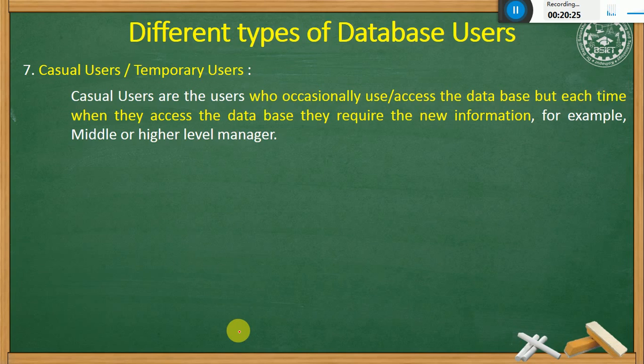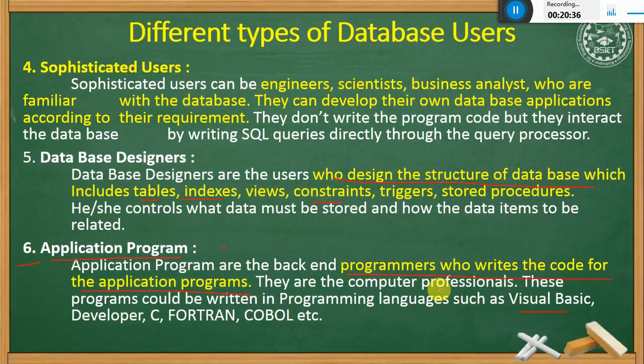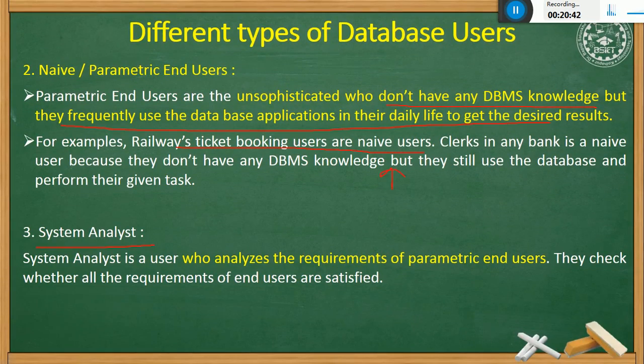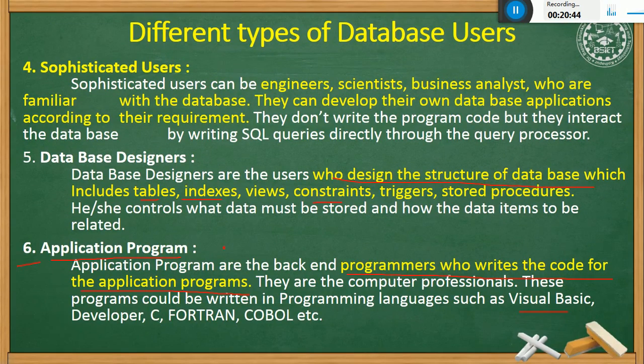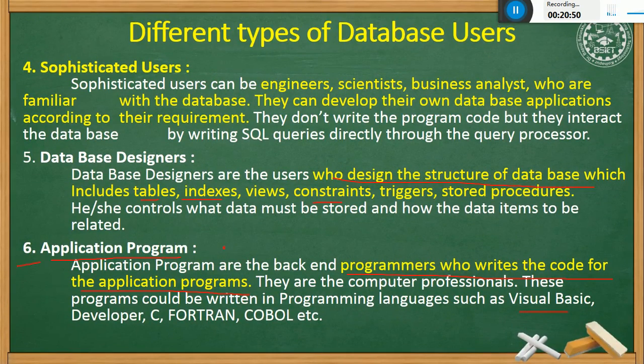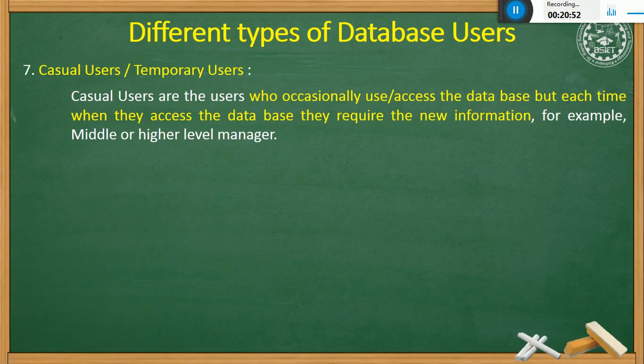So these are the 7 types of users: database administrator, novice user, system analyst, then sophisticated user, database design engineer, then database application programmer, and last, casual user. In your MSBT question paper, there will definitely be a 4 marks question: explain different types of users in the database.